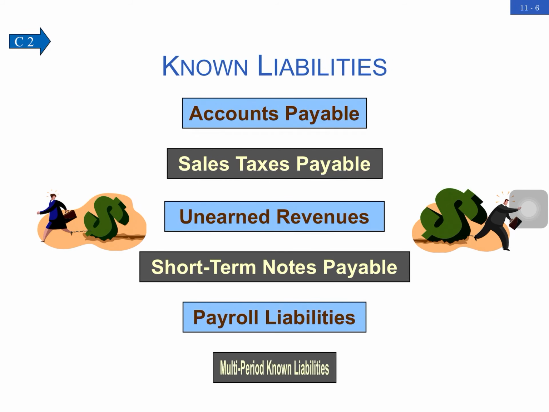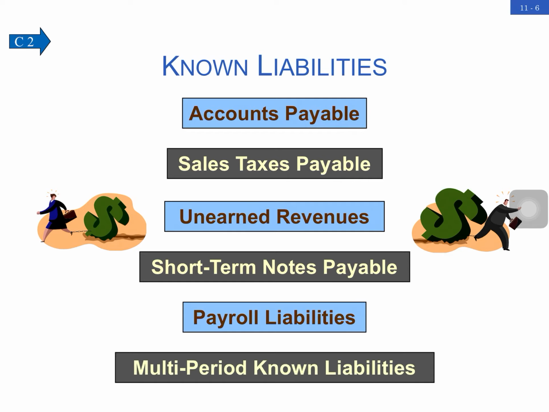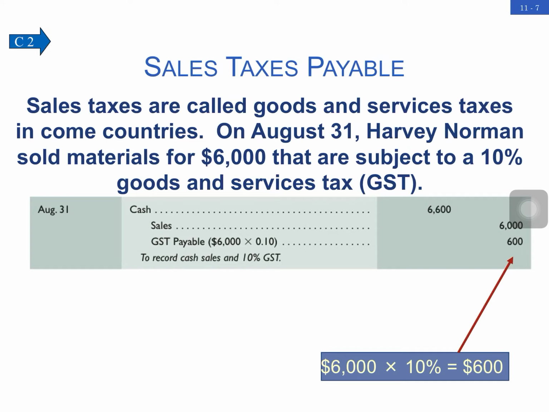There are some known liabilities actually in this slide: accounts payable, sales tax payable, unearned revenue, short-term notes payable, and payroll liabilities. This is sales tax payable. Sales tax is called goods and service tax in some countries. In some countries, they call it GST. Or in some other countries, they call it value added tax.